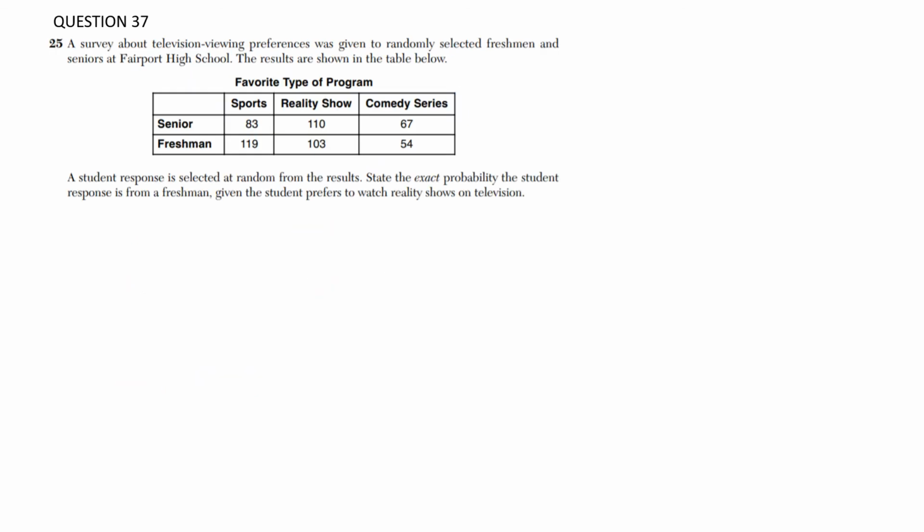All right, question 37. A survey about television viewing preferences was given to randomly selected freshmen and seniors at Fairport High School. The results are shown below in the table. Okay. A student response is selected at random from the results. State the exact probability that the student response is from a freshman, given that the student prefers to watch reality shows on television. This is a conditional probability.